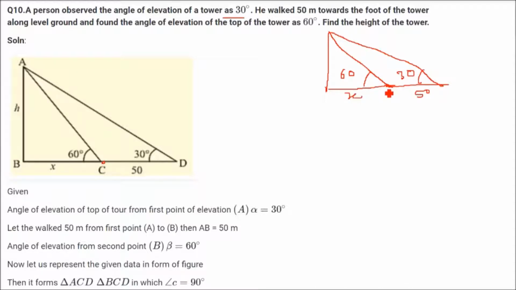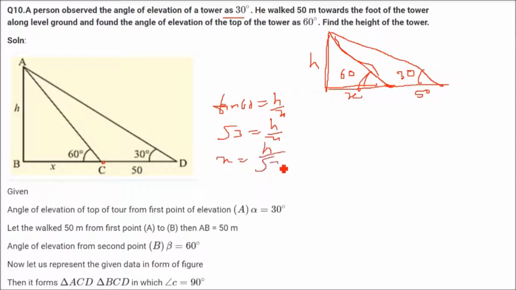So let us take this from here to here as x and this as h. We have to find the height, so we have to eliminate this x. First I'll take this 60 degrees. So tan 60 degrees, I'm taking this triangle first. Tan 60 is h by x. Tan 60 is root 3. So x will be equal to h by root 3. Why? Because I have to eliminate x.